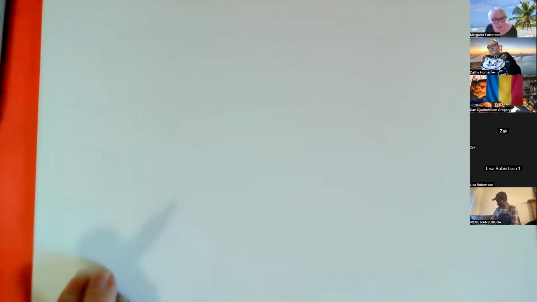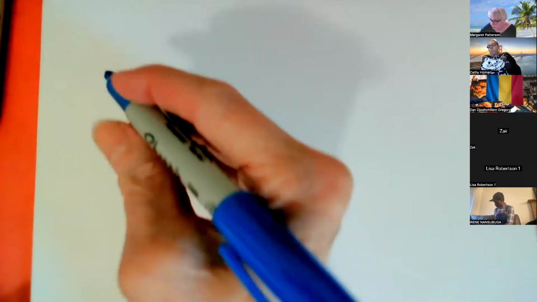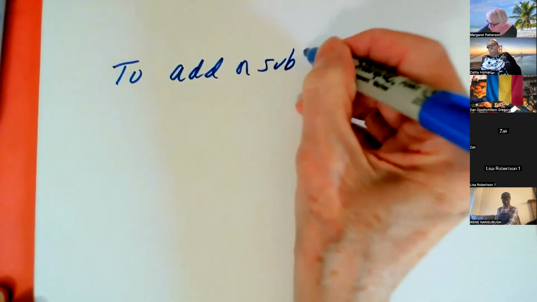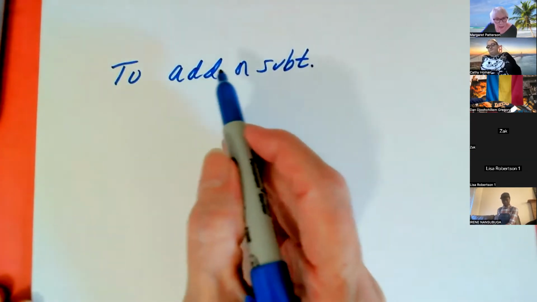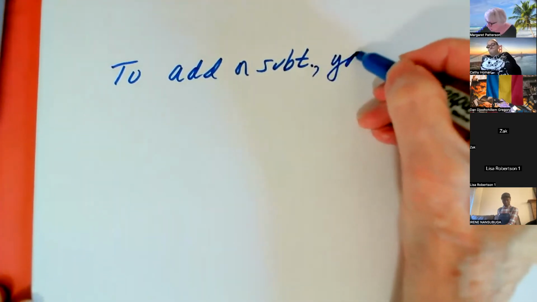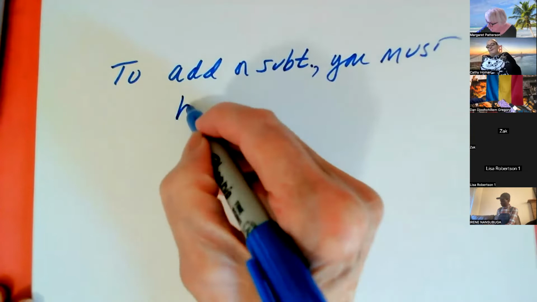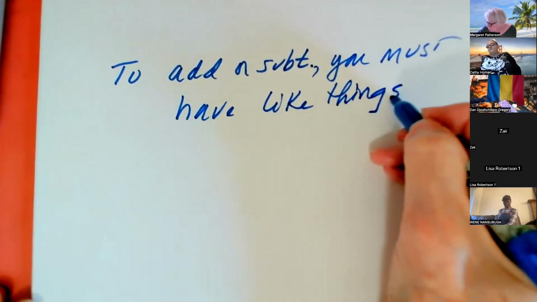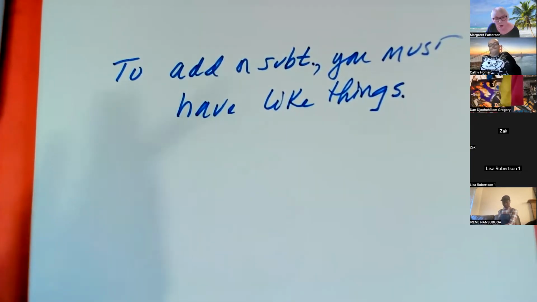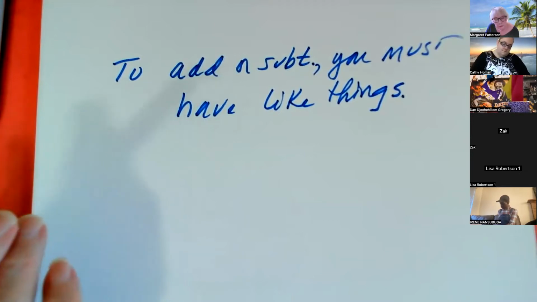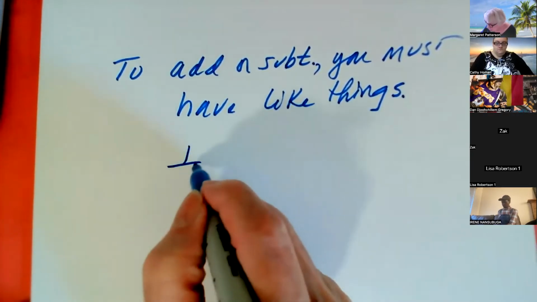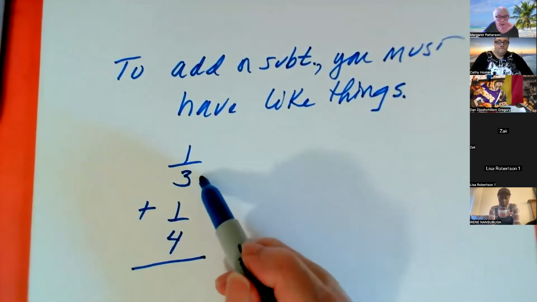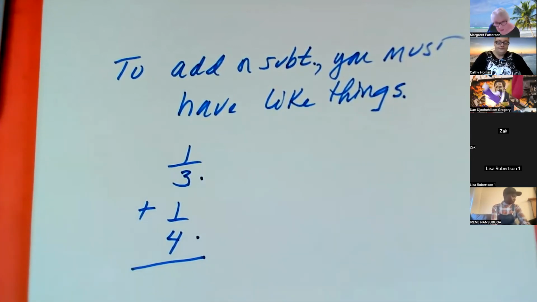but it seems so critical that I want you to hear it. If you need to add or subtract, you must have like things. So this statement pans out in all kinds of ways. And with fractions, it ends up being, in order to add these two, we have to have the same denominator.